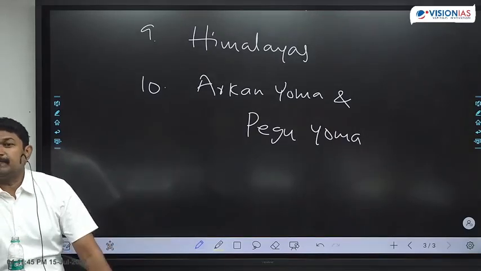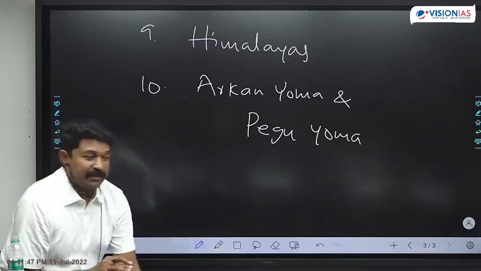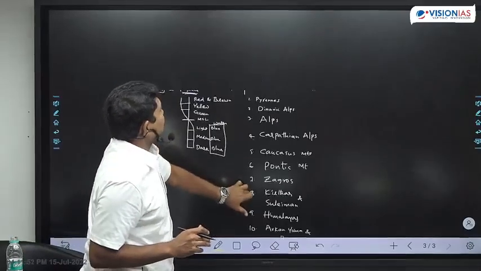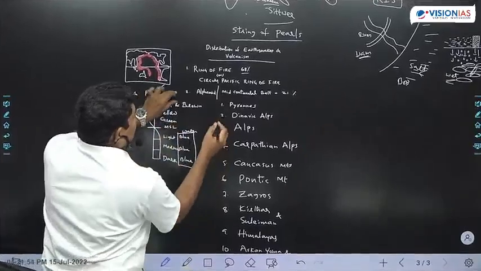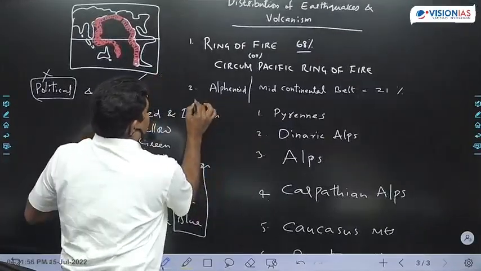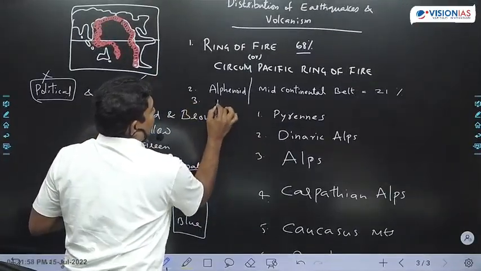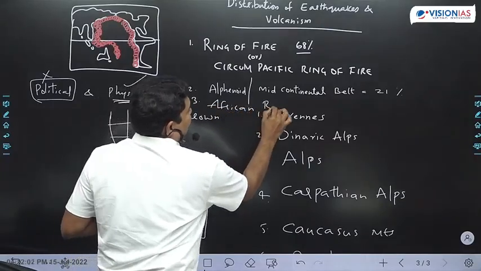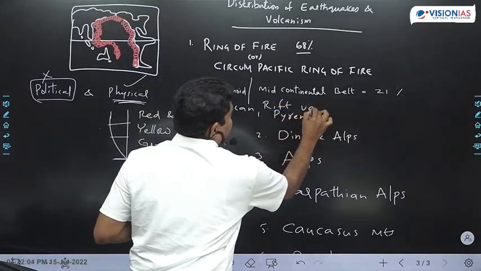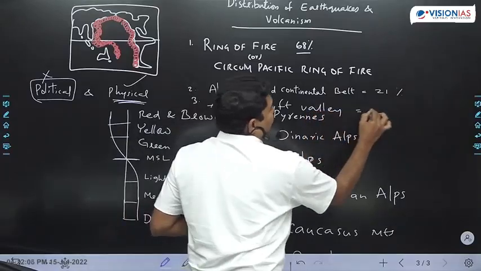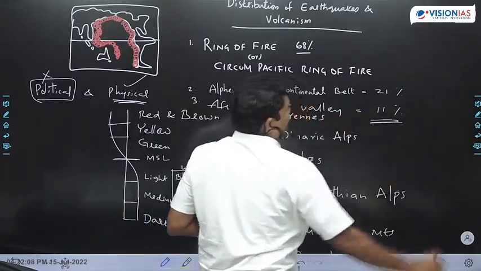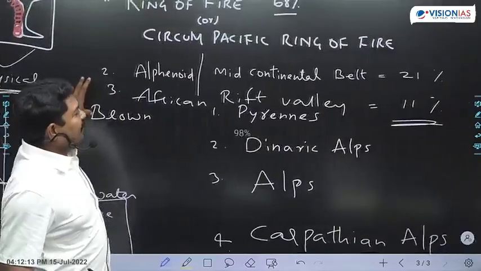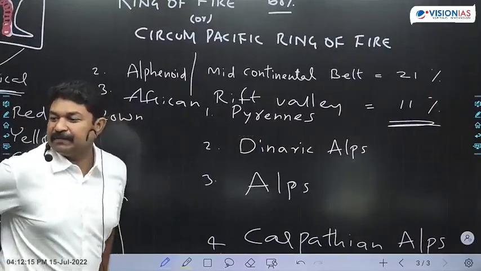Till what time? Till recently, the 20th century. The last area, see the last area where you can find the remaining percentage of volcanism and earthquake. This is the third area. The third area is called as African Rift Valley. The African Rift Valley, 11%. The African Rift Valley remaining is 11%.